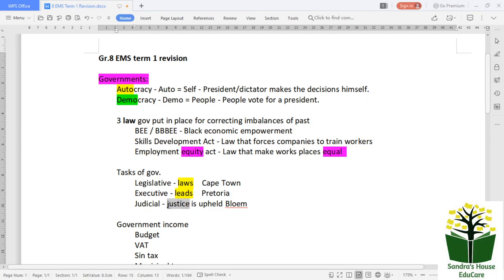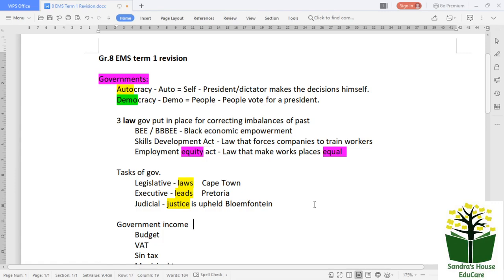Then they also have to make sure that justice is upheld, so basically that the laws that they made are actually in effect and that people don't break the law. Bloemfontein is the judicial capital of South Africa, because that's where the High Court is. So these are the three tasks of government: legislative, creating laws; executive, leading people and businesses; and judicial, making sure justice is upheld.